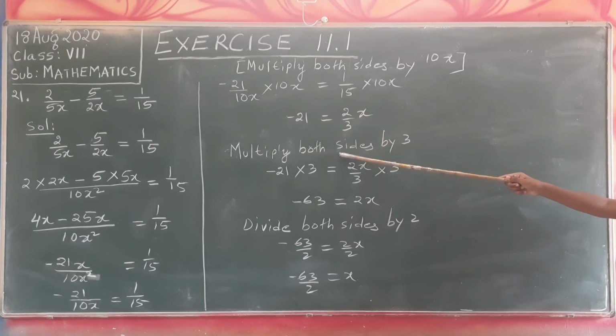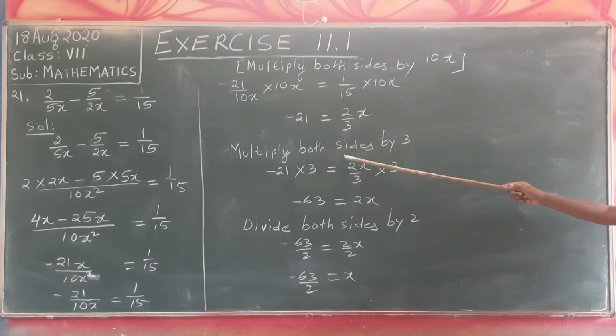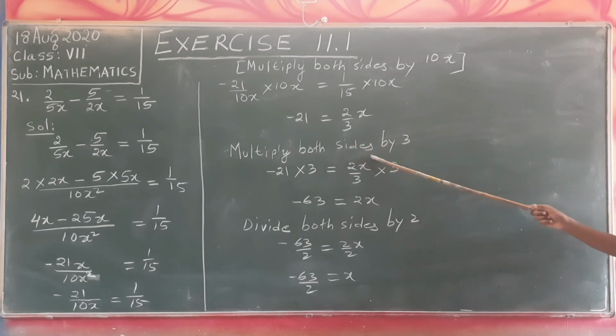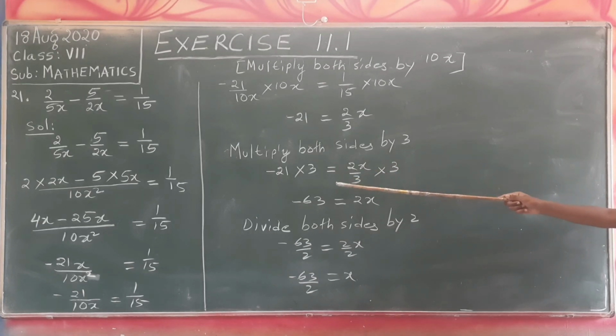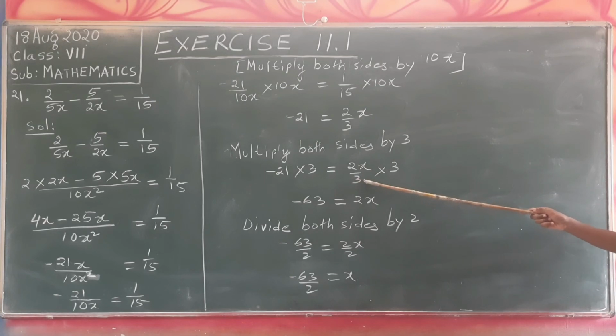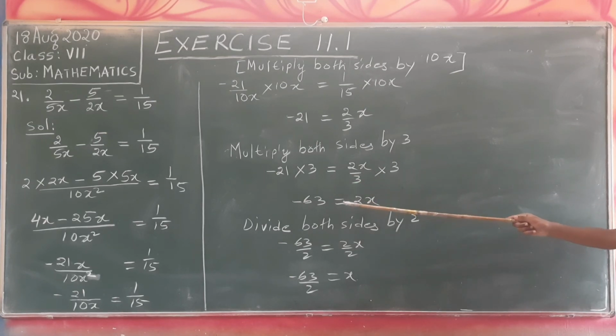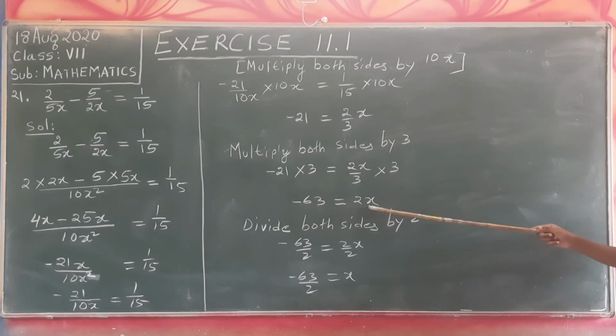Now we have to remove the 3, the denominator 3. That's why we have to multiply both sides by 3. So minus 21 into 3 is equal to 2x upon 3. Can you see both the sides multiplied by 3? So on multiplying we get what? Minus 63 is equal to 2x we get.